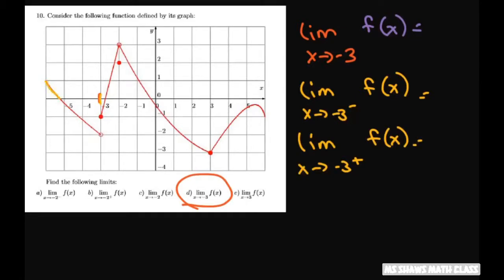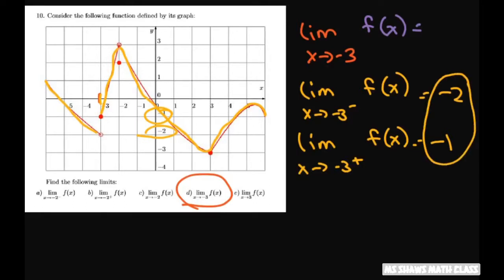From the left, I'm traveling down, and I stop at -2. From the right, I go up here, I have to make a little jump here, and I come down at -3, I'm at -1. Since these two numbers aren't the same, that means the limit does not exist.